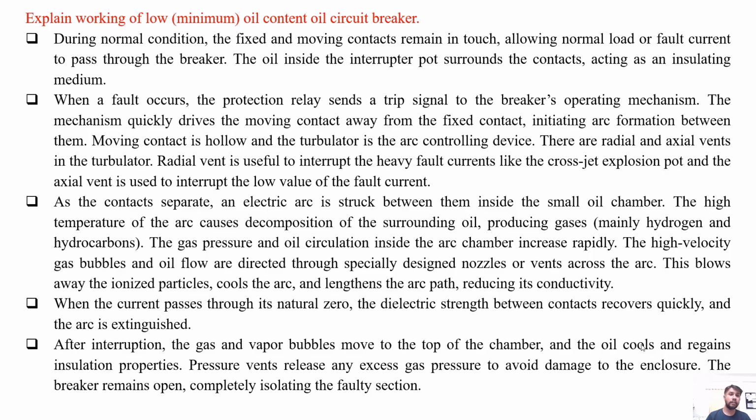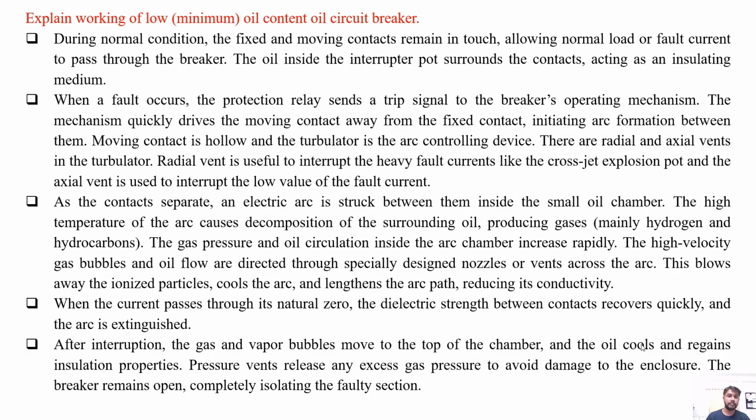Explain working of low oil content circuit breaker. So during the normal operating condition, the fixed and moving contacts remain in touch, allowing the normal load current to pass through the breaker. The oil inside the interrupter chamber surrounds the contacts, acting as an insulating medium only.